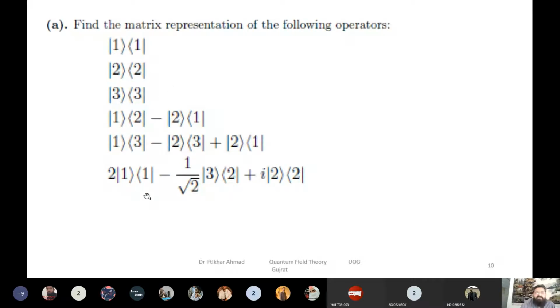In the first example, you get the multiplication of ket with bra: ket 1 and bra 1, ket 2 and bra 2, ket 3 and bra 3. Again, this is 1 2 difference 2 1, 1 3 difference 2 3 plus 2 1. And again, this is another example. So these are the operators. First of all, how can we convert these operators to move on to the matrix representation.